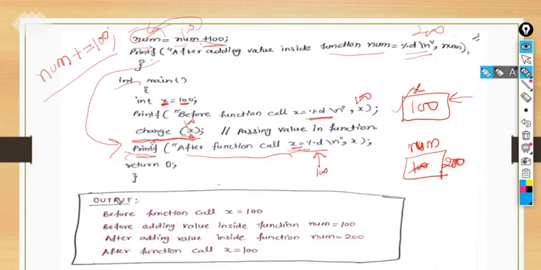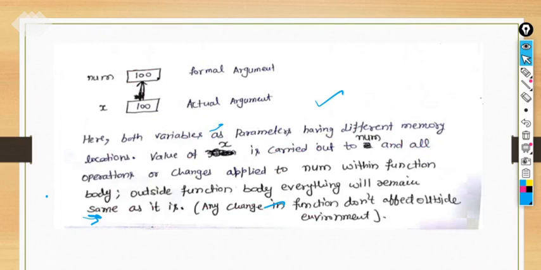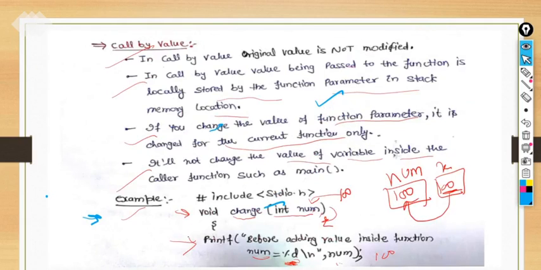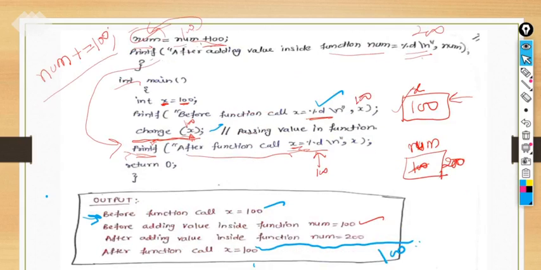Yes. We have printed here, in this line before the function call, this one line as 100. This is printed. Now the function call is there. Now what will it print? It will print this particular value. Before adding value inside the function, num, it will print the value 100. Now this one line is completed.